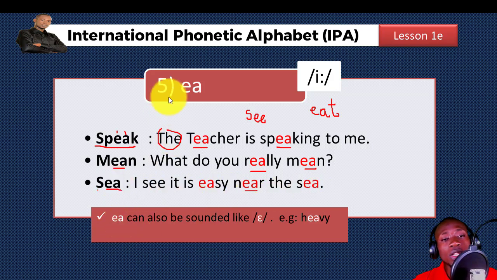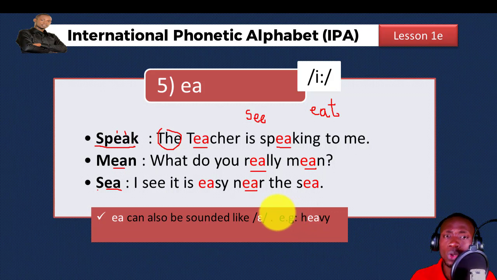Not only does EA have an E sound, it might also have another sound, which we will explain next month. Most of the words, or some words, when you have EA, you create the E sound. You might see in different words that when we have EA, it has a different sound. EA can also be sounded like E, for example heavy. EA is pronounced as E in this word. Heavy. Oh, it's heavy.